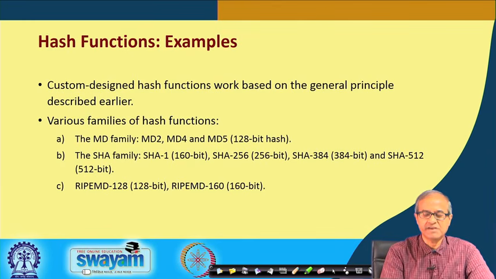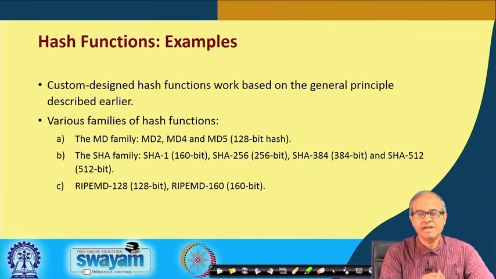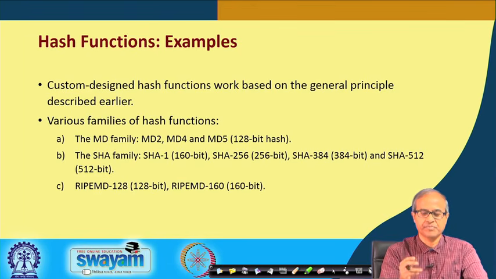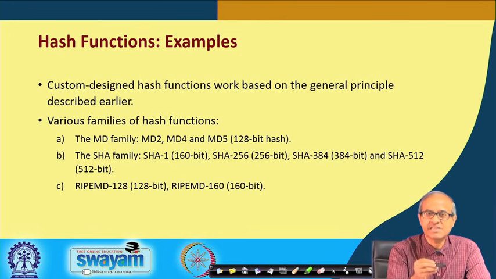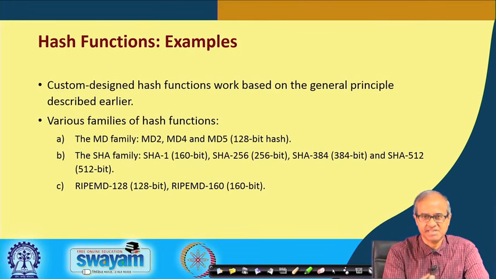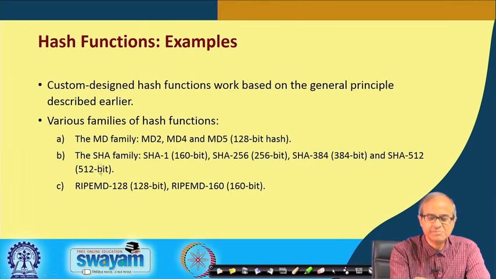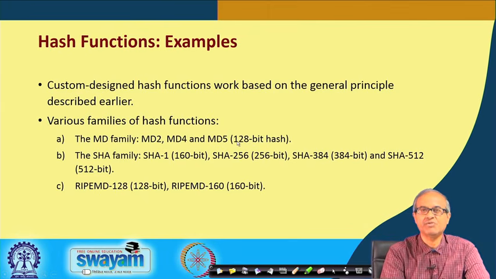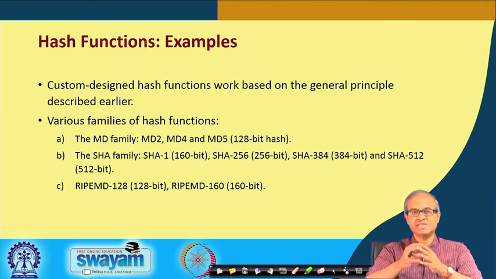So, some examples of hash functions. There are many types and classes of hash functions that have been proposed, and many of them have been used. They all satisfy the desirable properties I have mentioned, and broadly speaking they can be classified into some families. First is the MD family, MD2, MD4, MD5, which generates a 128-bit hash. At one point in time MD5 was used very widely, but subsequently some weaknesses, some collision weaknesses, were found in MD5.